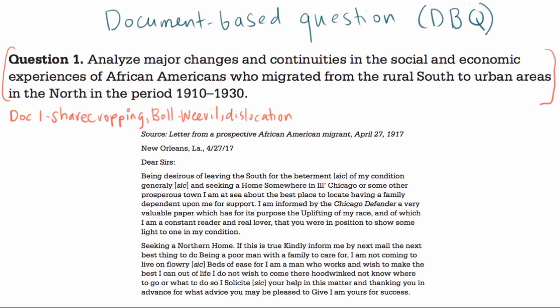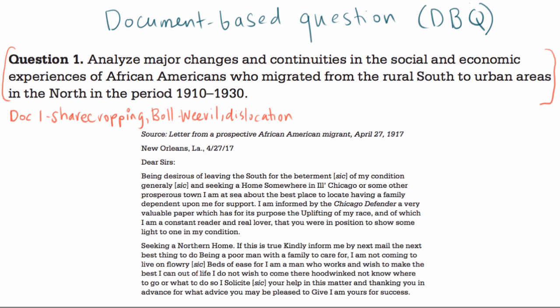All right, well, this one is a lot longer, so I'm going to try to squeeze it in here. It is a letter from a prospective African American migrant in 1917 who lives in New Orleans. He writes, "Dear Sirs, being desirous of leaving the South for the betterment of my condition, generally, and seeking a home somewhere in Illinois, Chicago, or some other prosperous town, I am at sea about the best place to locate, having a family dependent upon me for support. I am informed by the Chicago Defender, a very valuable paper which has for its purpose the uplifting of my race, and of which I am a constant reader and real lover, that you were in a position to show some light to one in my condition.